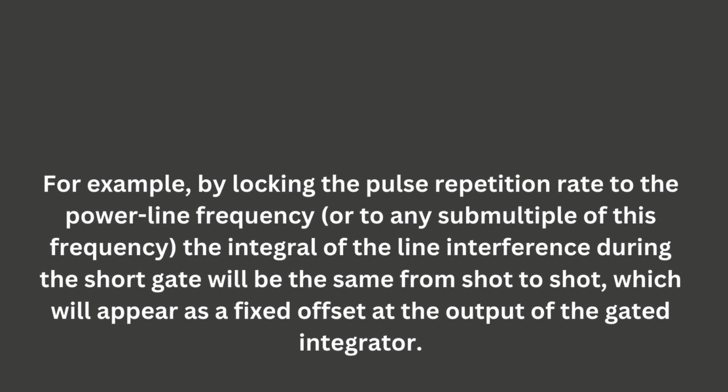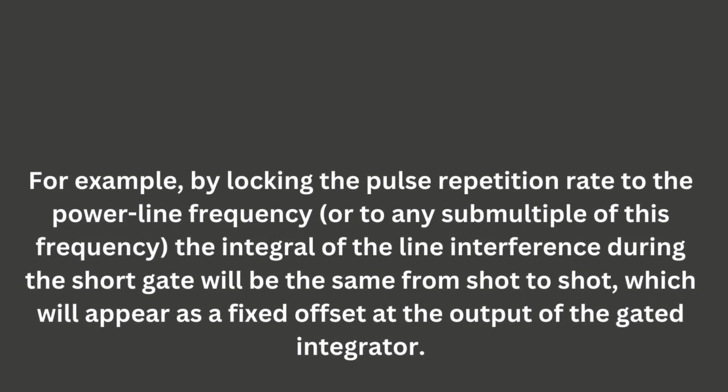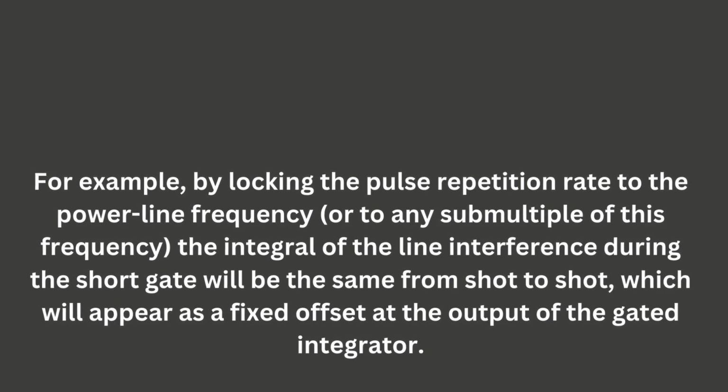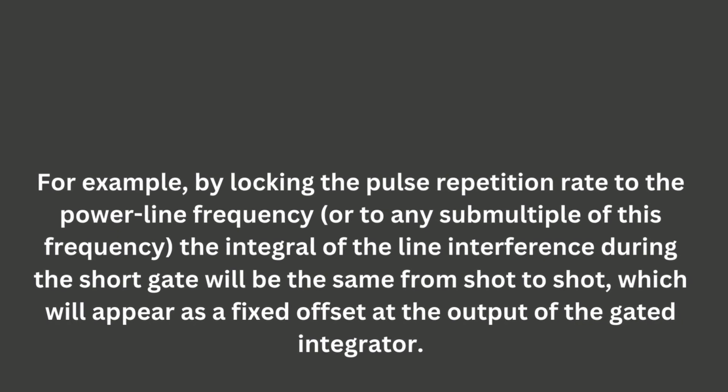Now, let's see an example. By locking the pulse repetition rate to the power line frequency, the integral of the line interference during the short gate will be the same from shot to shot, which will appear as a fixed offset at the output of the gated integrator.